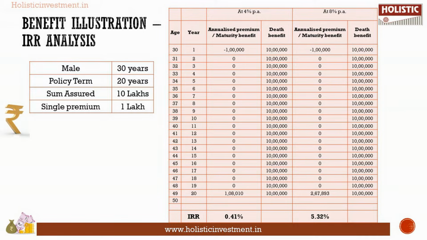The fund value at assumed gross return of 4% is 1.08 lakhs and the return shall be 0.8%. The fund value at assumed gross return of 8% is 2.67 lakhs and the return shall be 5.32%.